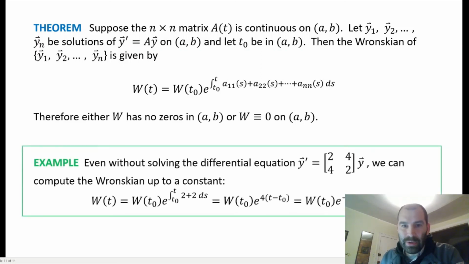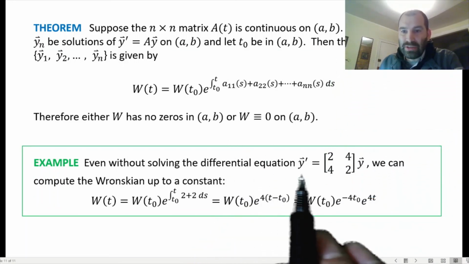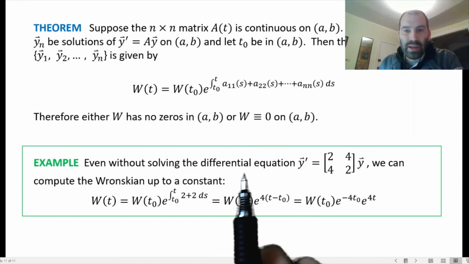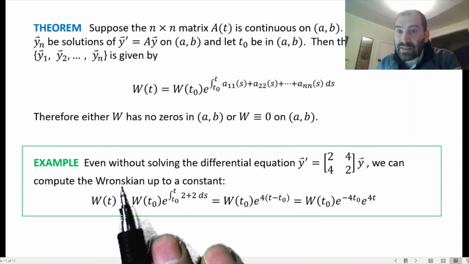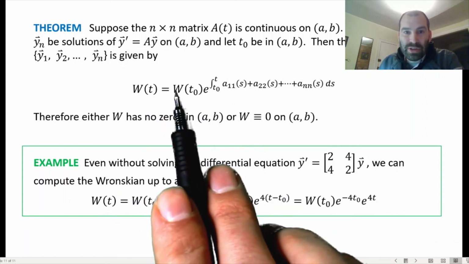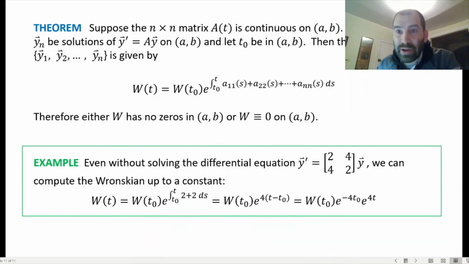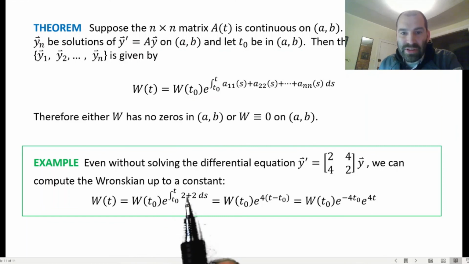So here's an example. Even without solving the differential equation, just by looking at this, we can compute the Wronskian up to a constant. I'm just going to use this formula. W of t0, I would need to know some solutions, right? So there's some constant here. And then e to the what? Well, this is the trace of my matrix.